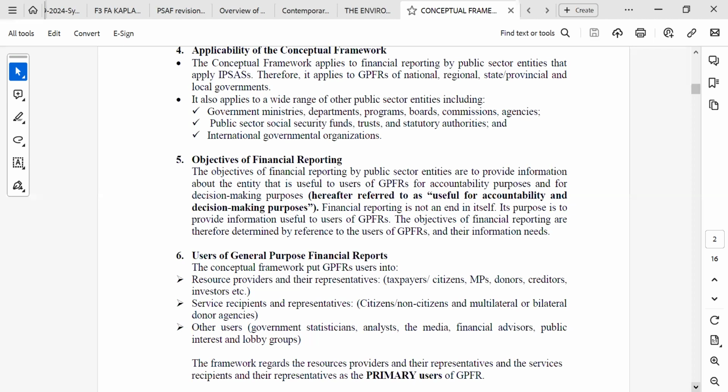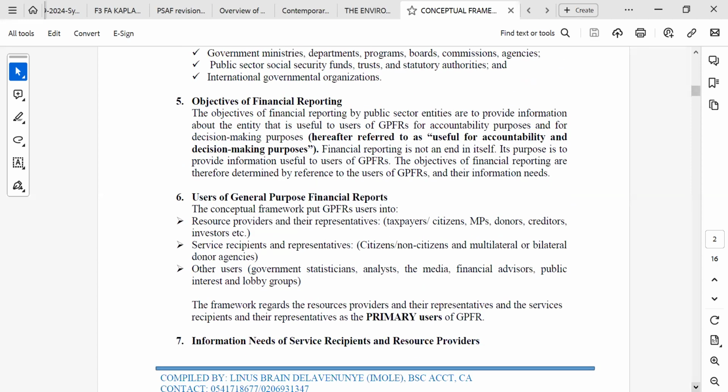Or maybe we have financial advisors, they are from Togo. They don't receive any benefit. They will just be there and advise the government. They don't provide service, they only give advice. So that is it. The framework regards the resource providers and their representatives, and the service recipients and their representatives as well, as the primary users of general purpose financial reporting. So the first two are seen as the primary users.